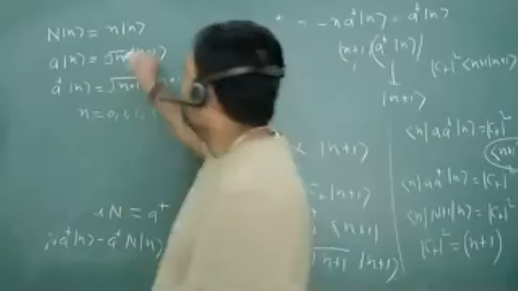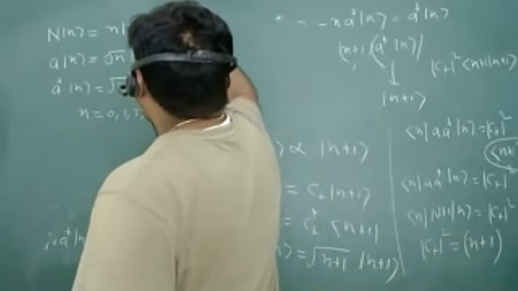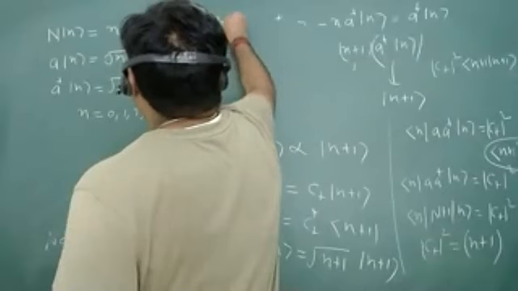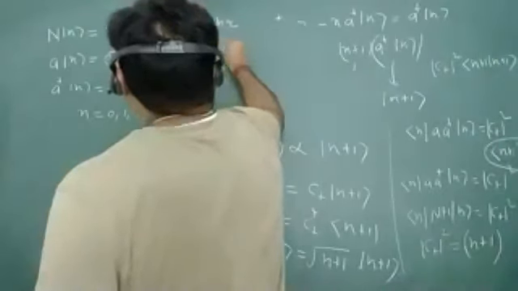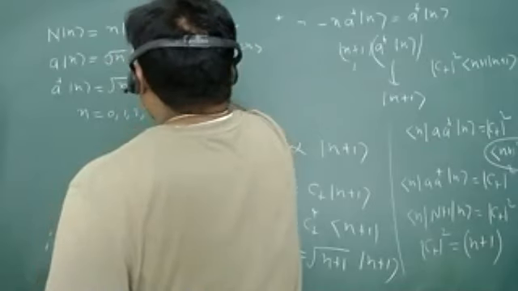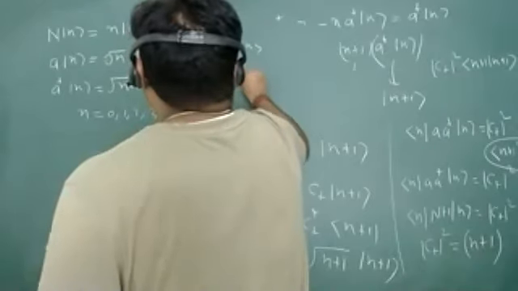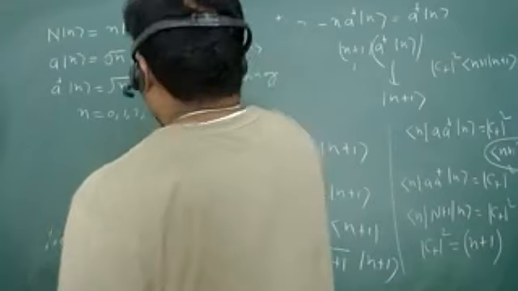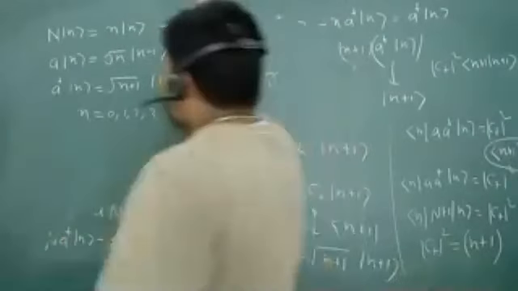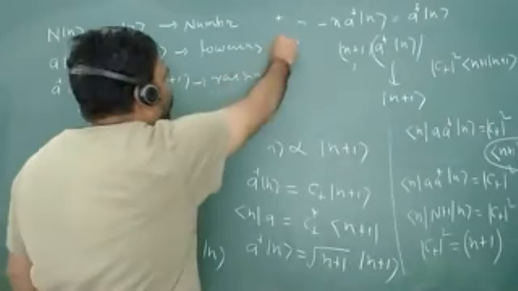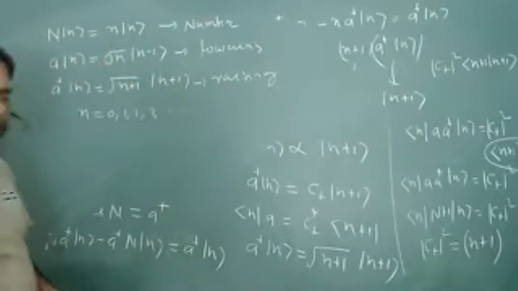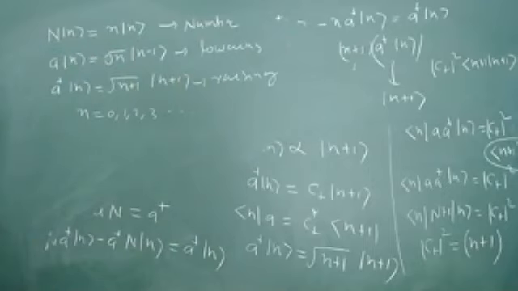So this is called the number operator. This is called a lowering operator. This is called a raising operator. It will raise one state, it will create. Sometimes it is also said annihilation operator and creation operator. So there are two different forms.